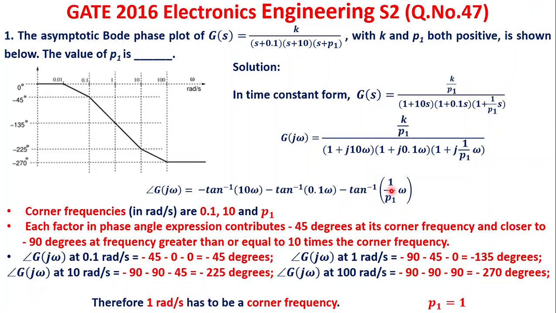Here the corner frequency is P1. So at P1 it will contribute minus 45 degree. At 10 times P1 it will contribute minus 90 degree. That's all. So that is what I have written here. Very simple.